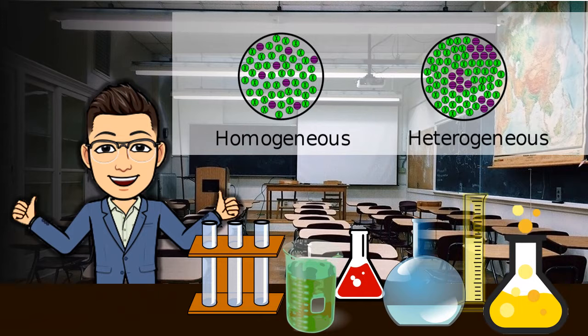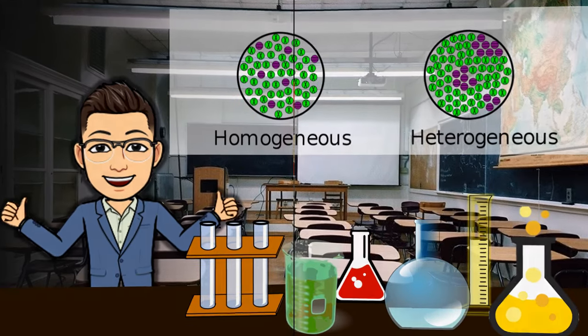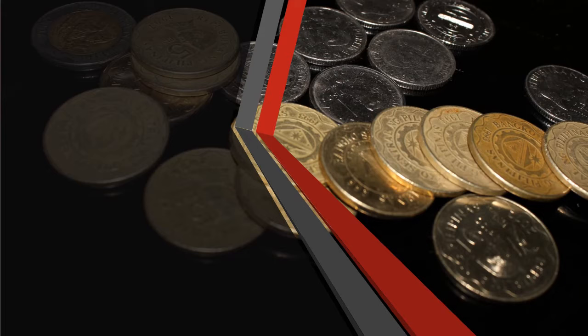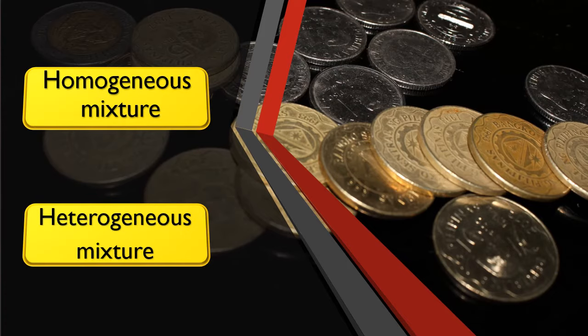Now class, I will show a picture of mixture. All you have to do is to determine if the mixture is homogeneous or heterogeneous. Are you ready? A mixture of coins with different denominations. Is it homogeneous mixture or heterogeneous mixture? You're right. It is an example of heterogeneous mixture.